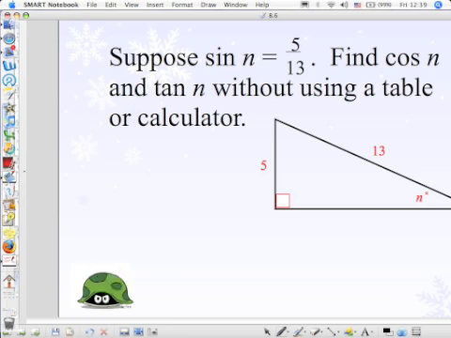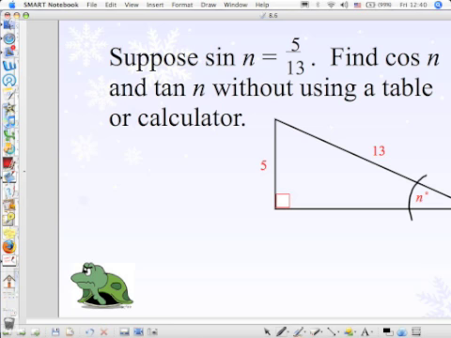Okay. Suppose the sine of n is equal to 5 over 13. Well, that makes sense because sine is opposite over hypotenuse. If this is my angle, 5 is the opposite and 13 is the hypotenuse, right?